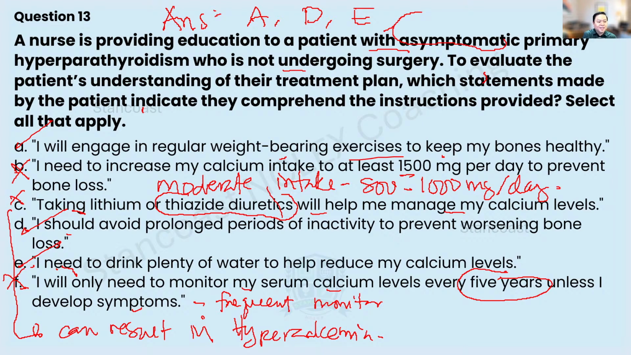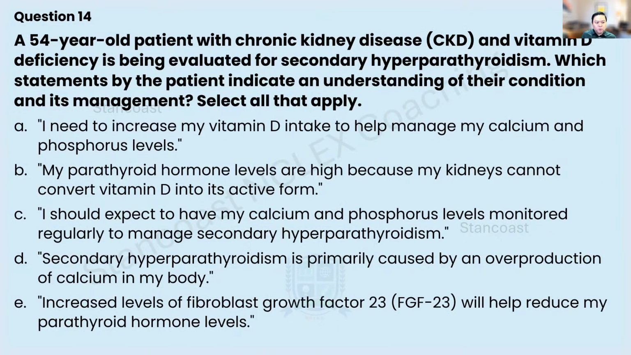Alrighty, let's have number 14. A 54-year-old patient with CKD and vitamin D deficiency is being evaluated for secondary hyperparathyroidism. Which statements by the patient indicate an understanding of their condition and its management? Select all that apply. Your patient has CKD and has vitamin D deficiency.